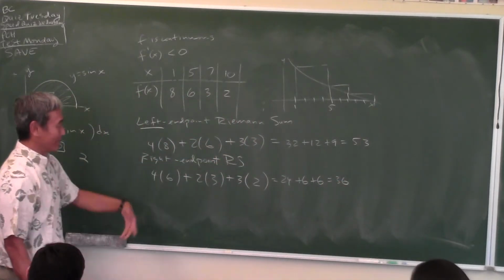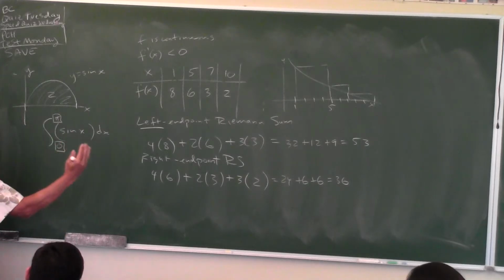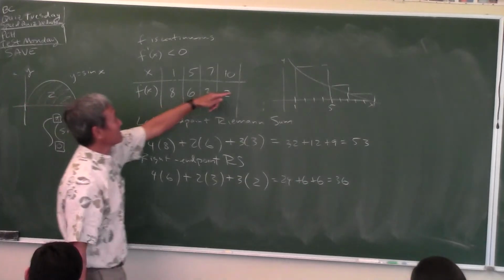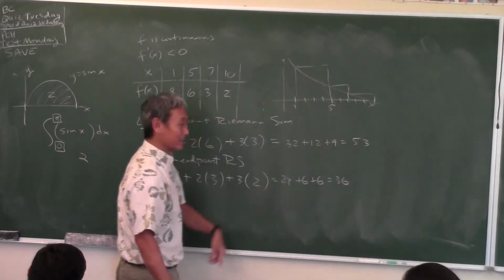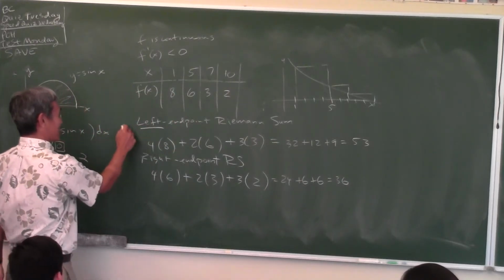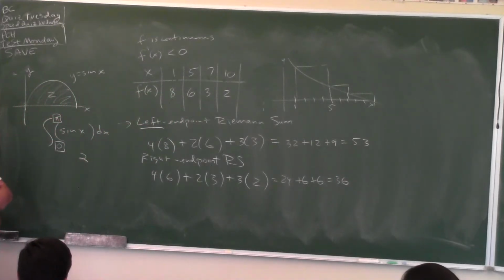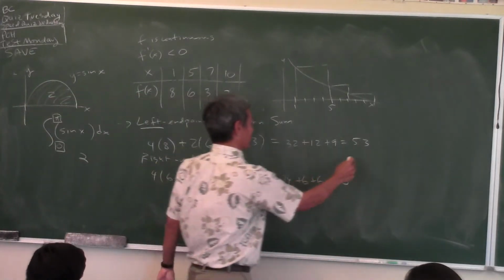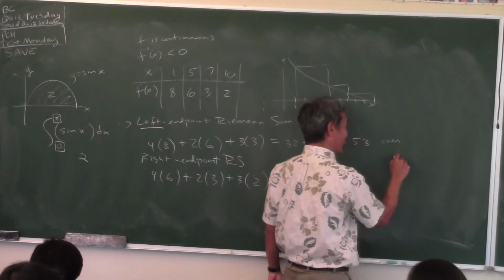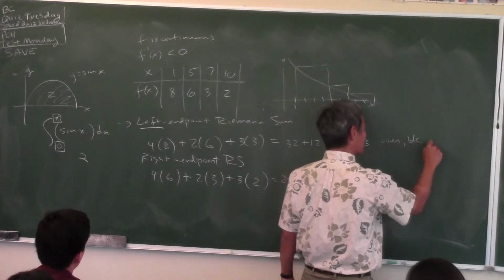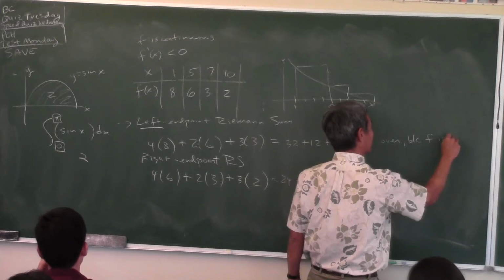You can see they're way off, yeah? That's because there's so much space in between. Look how much error there is right there. Okay, let me ask you this. For the left endpoint Riemann sum, is it an under or an overestimate? Overestimate. So you would say, okay, overestimate. Why? Because f is decreasing.